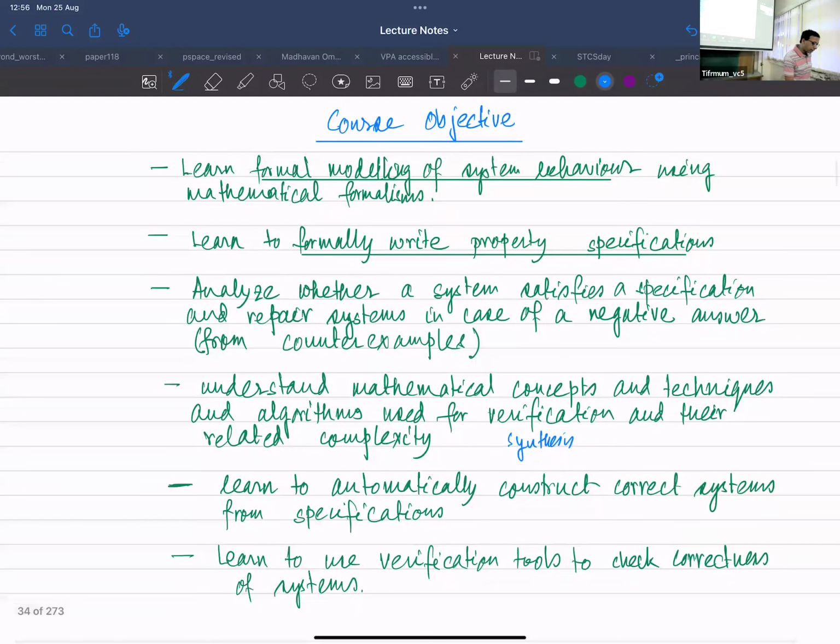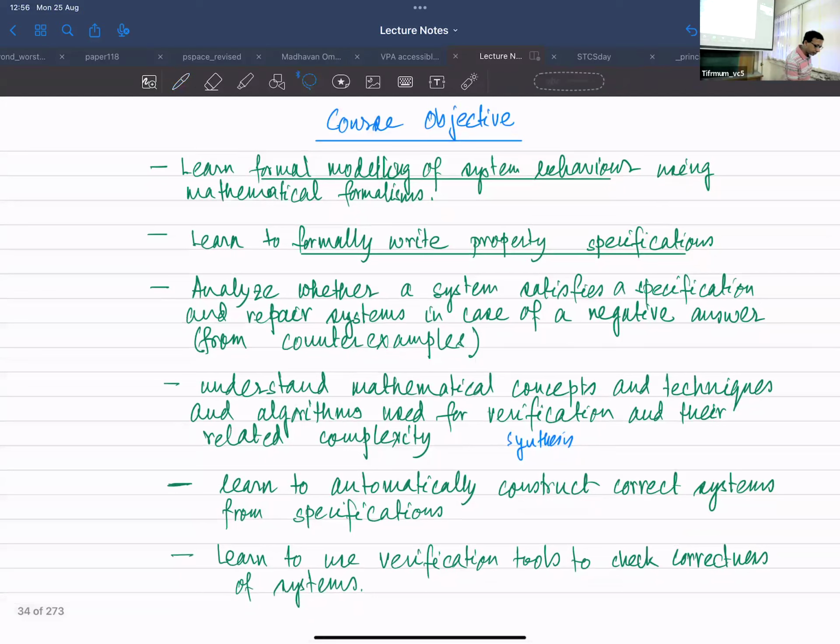And I've written this in the next point, that synthesis is about how to automatically construct correct systems from specification. So this is the synthesis part, right? And again, synthesis will have its own complexity, the memory complexity as well as the computational complexities and things like that.